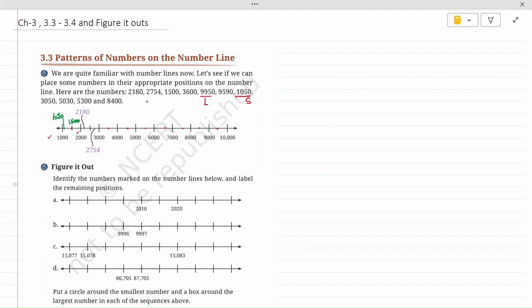Similarly, the next number, 2754, is also marked for us. It is more than 2500 and it is nearer to 3000. So it is somewhere here. This is also marked.